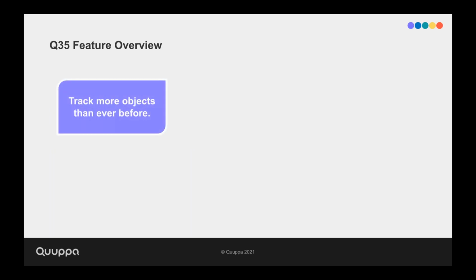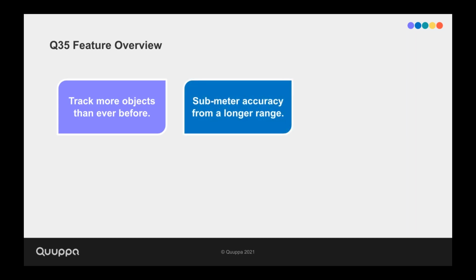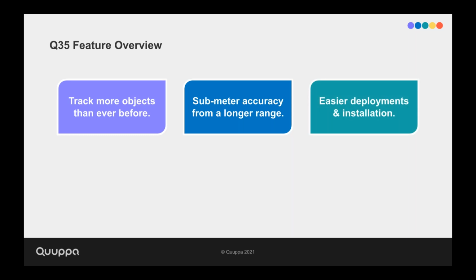So we're able to actually track more objects than ever before. The Q35 has a high data throughput and overall hardware improvements. We're able to achieve a sub-meter accuracy from a longer range. The Q35 has an optimized omnidirectional antenna array, allowing for better coverage in all directions, as well as benefiting from angular resolution down to a fraction of a degree, ultimately meaning that it provides a more accurate dot on the map.